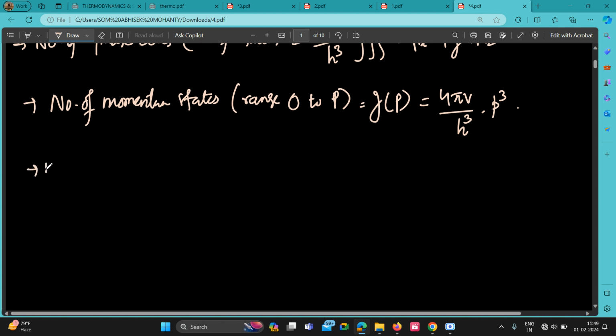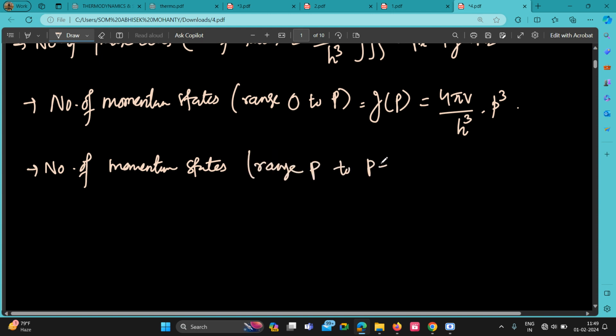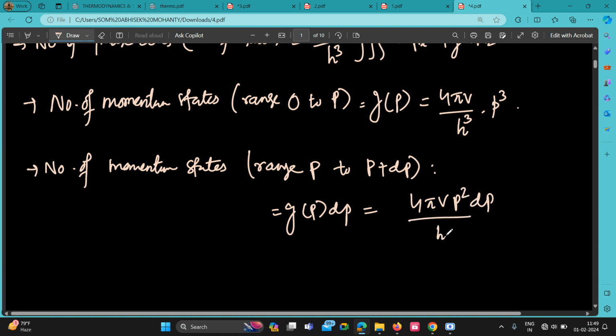Now, the number of momentum states in the range P to P plus dP is G(p)dP, equal to 4 pi V p square dP divided by h cubed. Okay. This is the number of momentum states in the range P to P plus dP: G(p)dP is equal to 4 pi V p square dP by h cubed.